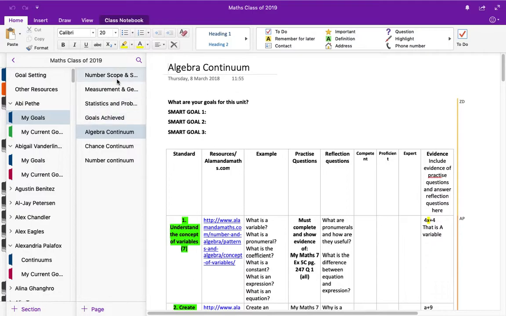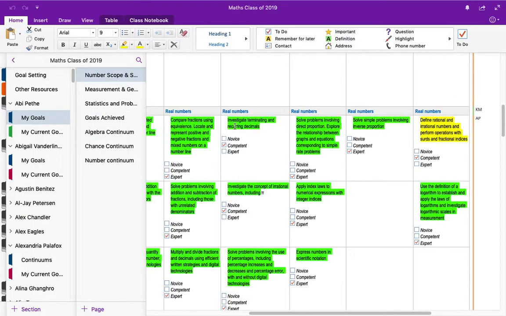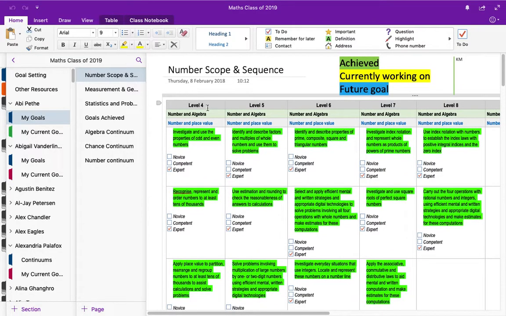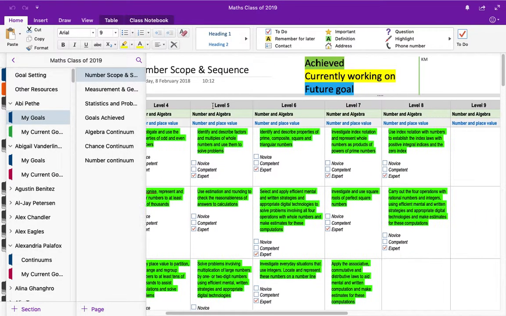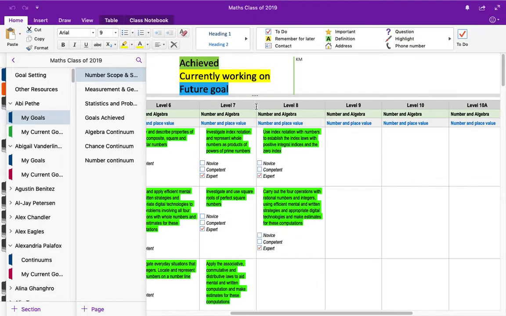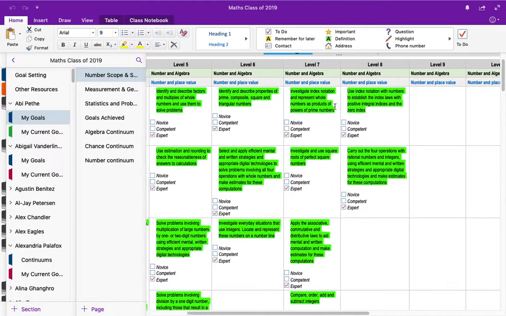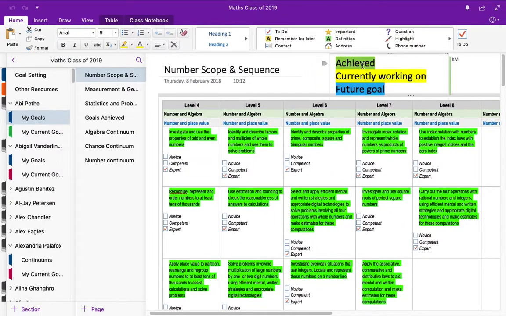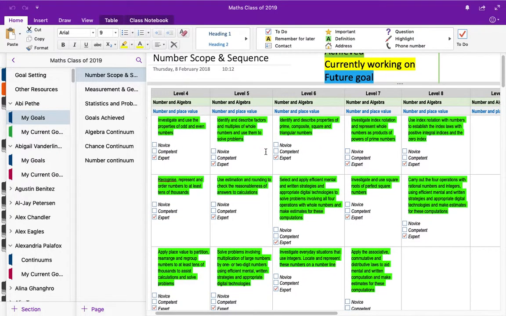We align it with all of the Victorian curriculum standards. So for a year 9 student, it has all the standards from year 4, 5, 6, 7, 8, 9, and 10. At the moment, we have the students highlight the goals they have for themselves and where they place themselves on a continuum. For each of the numeracy standards, they can highlight whether they're novice, competent, or expert, and then tick where they are.